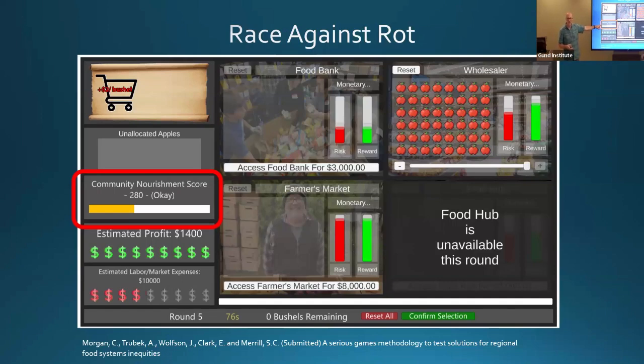So we put in this community nourishment score. If you actually gave money or your food to the food bank, you're getting a lot more healthy food to the community, but you're not making any money. If you go to the farmer's market, not much of that food is getting to socially, economically challenged individuals, but you're probably going to make more money. So there's this dynamic here where you can start to see what you're doing for the community. So it's a social good score.